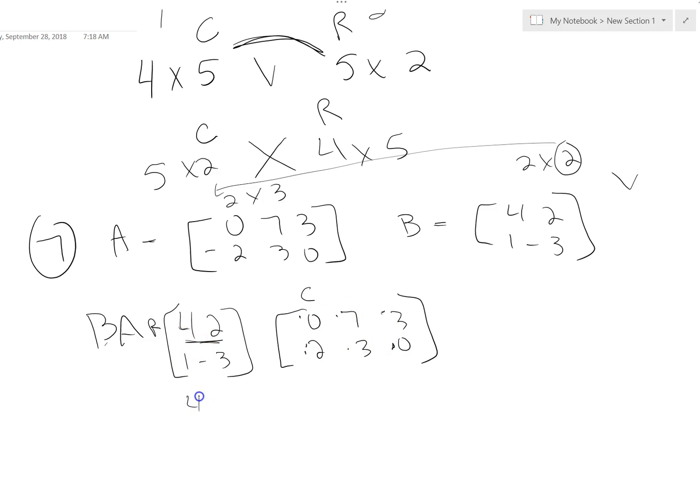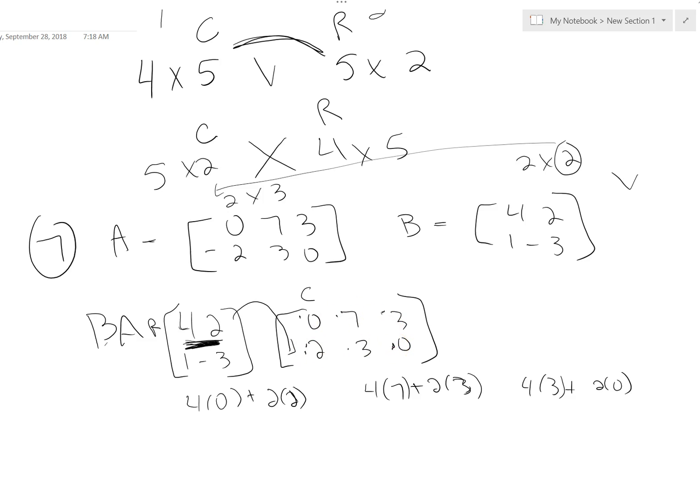So I'm going to do 4 times 0 plus 2 times 2. I just took this and flew it over here and matched it up. So 4 times 0, 2 times 2. Then the next one's going to be 4 times 7 plus 2 times 3. Does that make sense? Now I'm going to do 4 times 3 plus 2 times 0. So that's the first row. I took row 1 and multiplied it times column 1, column 2, and column 3.